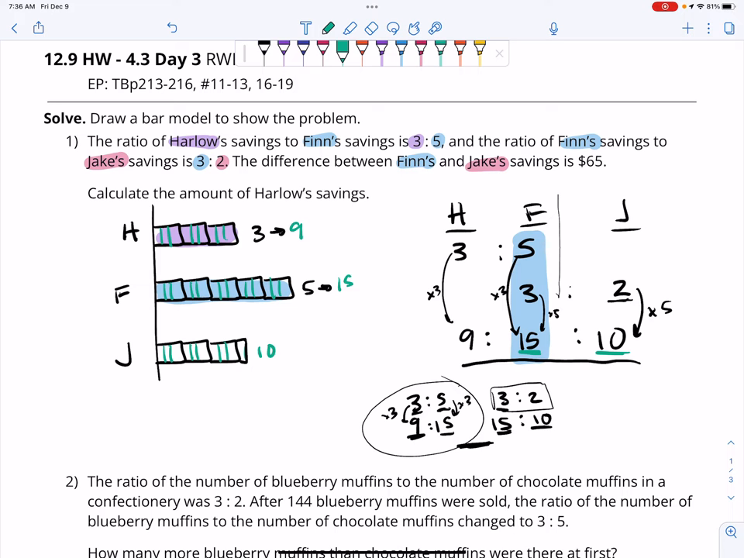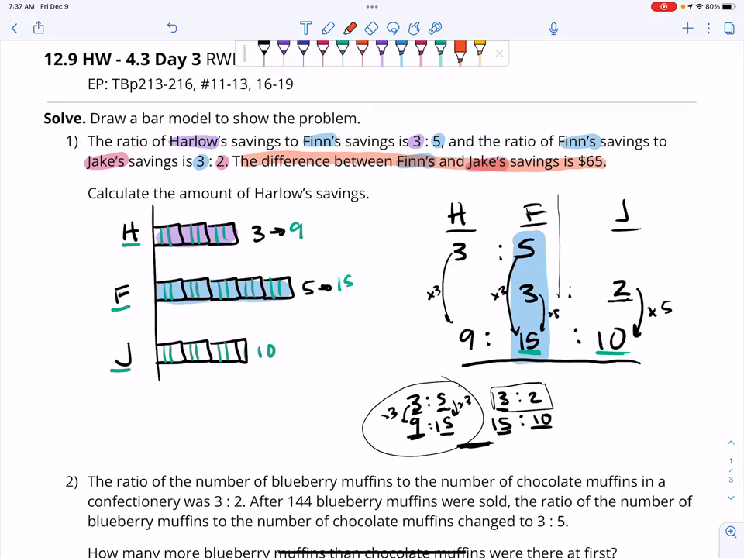Right? Yes. Okay. So that does seem to show we have Harlow with 9 portions, Finn with 15, and Jake with 10. Shows our 9 to 15 relationship. So here I've already leveraged a lot of my knowledge about ratios, but I haven't actually started calculating and turning this into dollar amounts. And that is going to be using this final piece of information, that the difference between Finn and Jake's savings is $65.